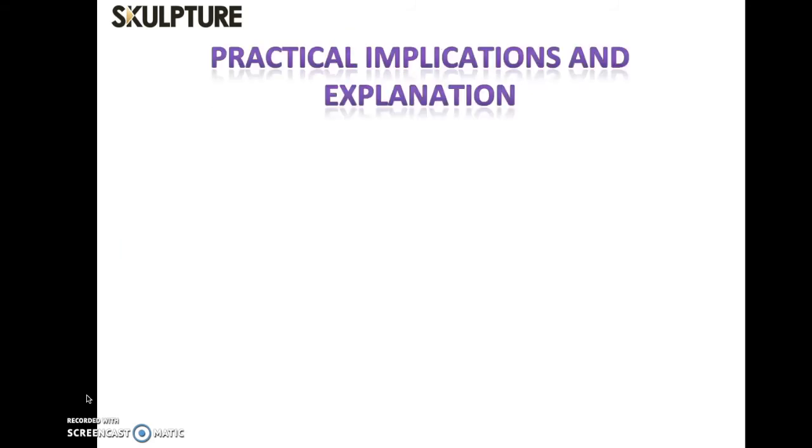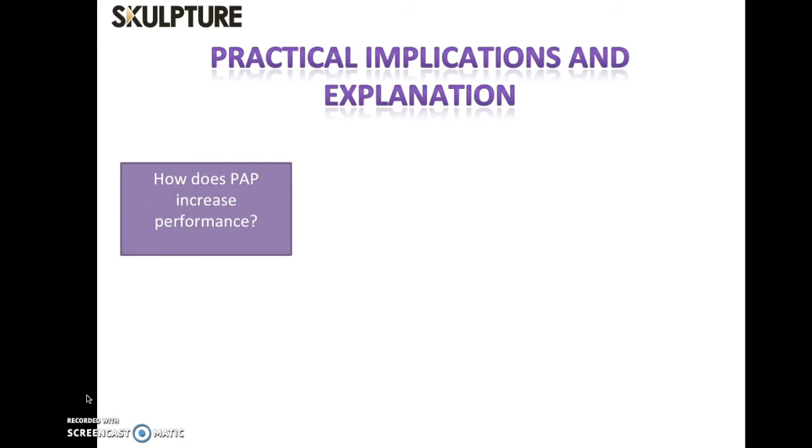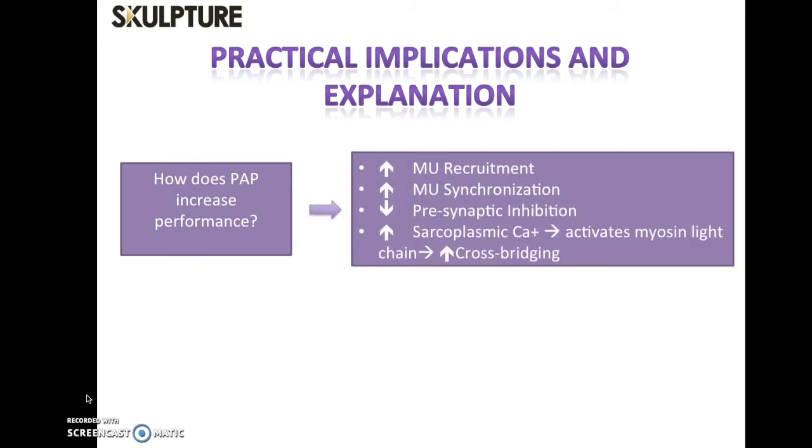So, what does all this mean, I guess, is the most important part. What are the practical implications? And maybe what is an explanation behind why post-activation potentiation might increase sprint performance as a result of increasing peak power output? Well, first of all, we know from other literature, and I will be going into some of this literature in the coming weeks, that post-activation potentiation appears to increase motor unit recruitment.